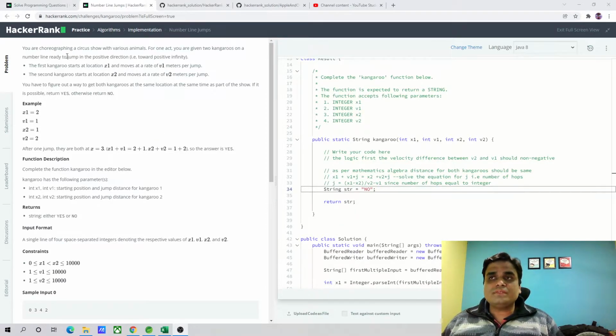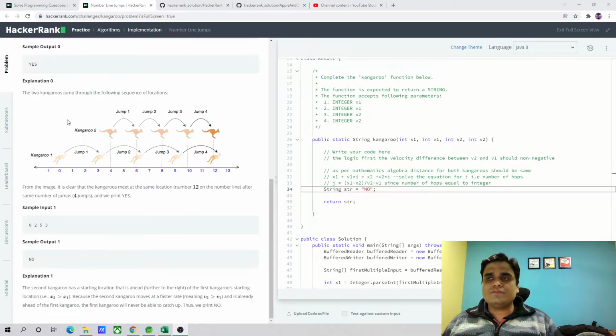The problem statement says that you are choreographing a circus show with various animals. For one of the acts, you are given two kangaroos on a number line, ready to jump in the positive direction, that is towards positive infinity. The first kangaroo starts at location x1 and moves at a rate of v1 meters per jump, and the second kangaroo starts at location x2 and moves at the rate v2 meters per jump.